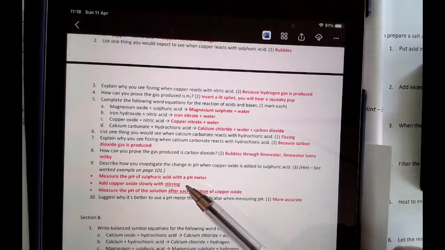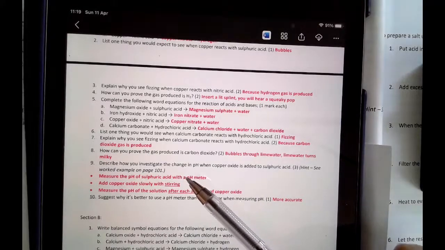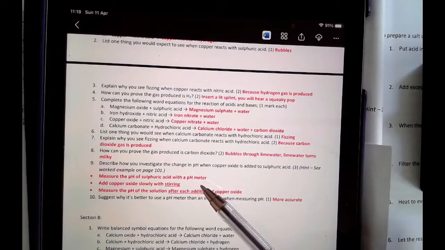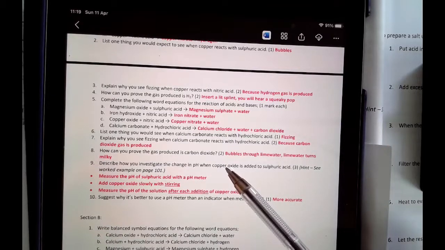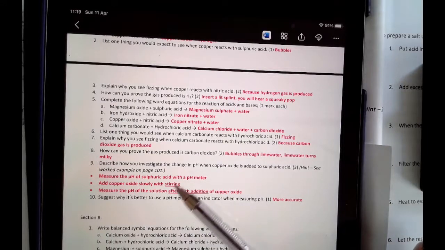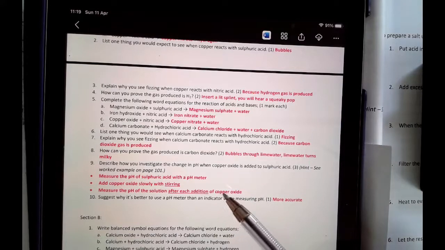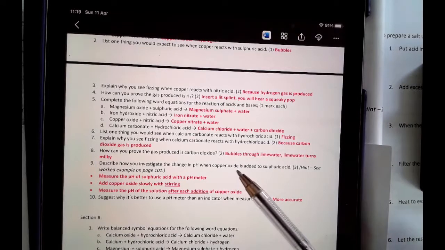This question 9 is about the practical. So you measure the pH of the acid at the start with a pH meter. You add the copper oxide or whatever it is they tell you to add. You do it slowly with stirring. You have to mention stirring. And then you measure the pH after each addition of copper oxide. You have to say that you don't just take the pH once at the start and once at the end. You're taking the pH every time you add some copper oxide.